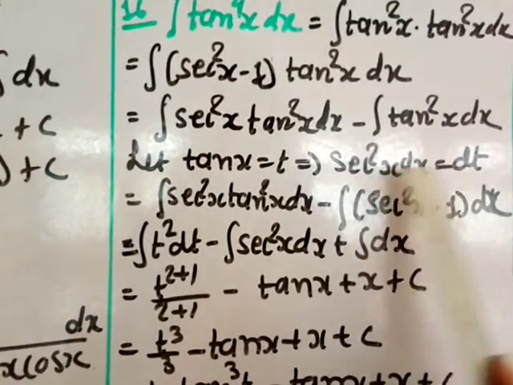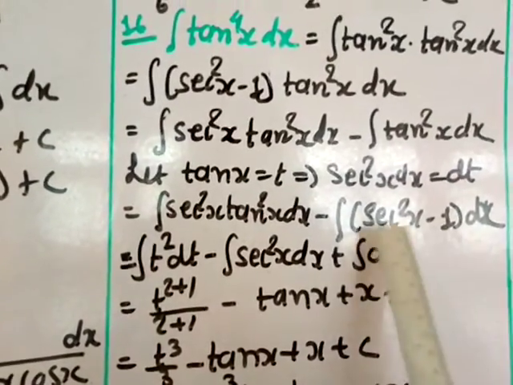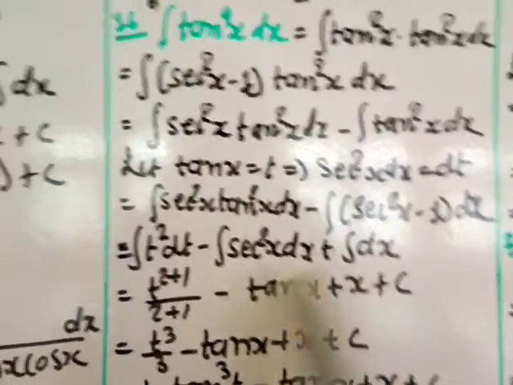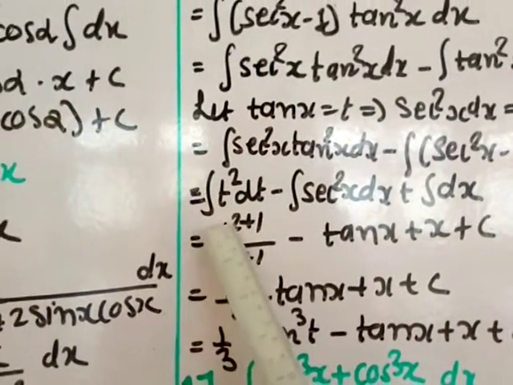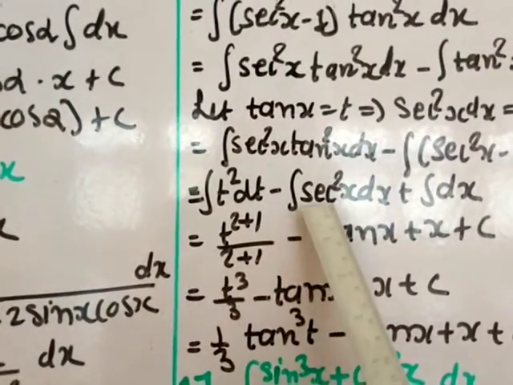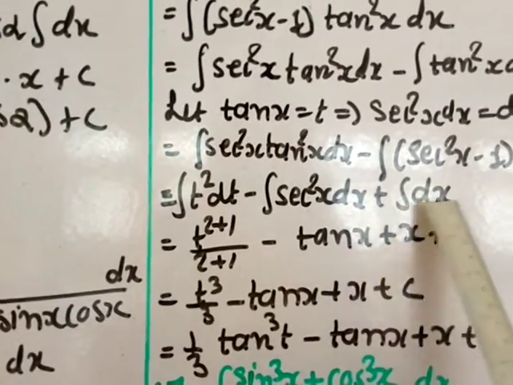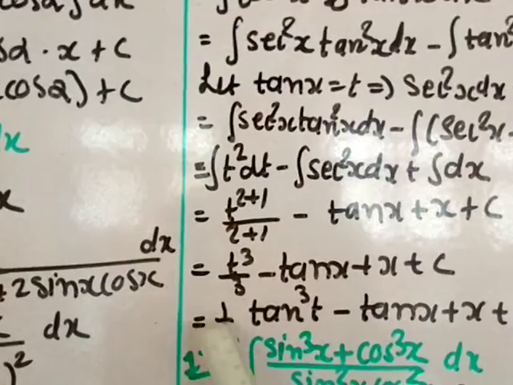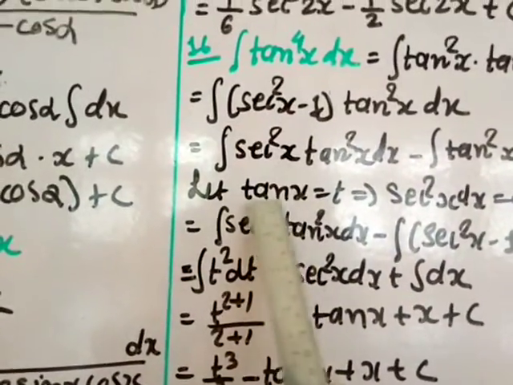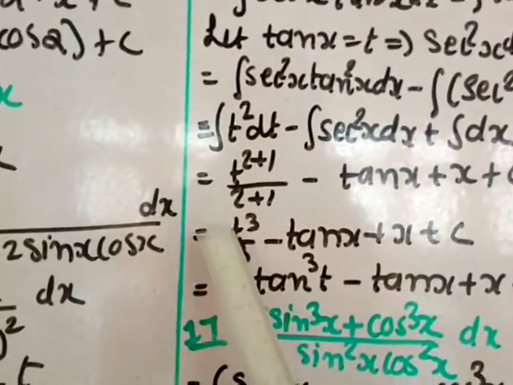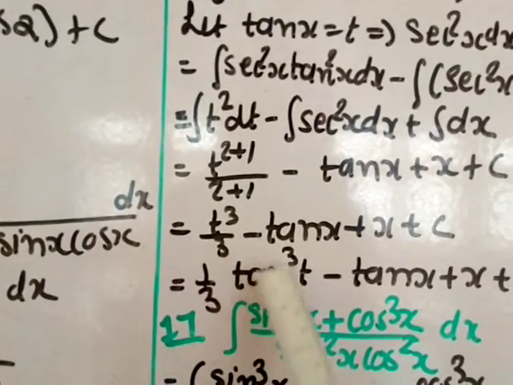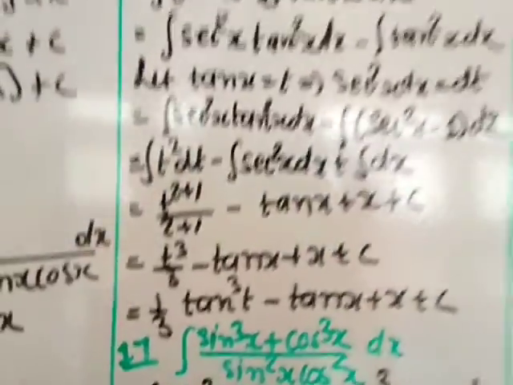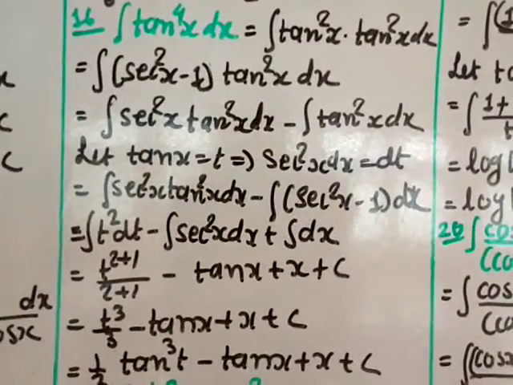After writing this identity, I'll open the bracket and give the integral to both the terms. So here comes minus integral sec square x dx, plus integral dx. This one you use x power n: t power 2 plus 1 divided by 2 plus 1, minus, sec square integral is tan x and integral dx is x, plus c. T cube by 3. Put the value of t here. t you have taken as tan x. So put here instead of t: 1 by 3 tan cube x, minus tan x, plus x, plus c. So that is the answer for question number 16.